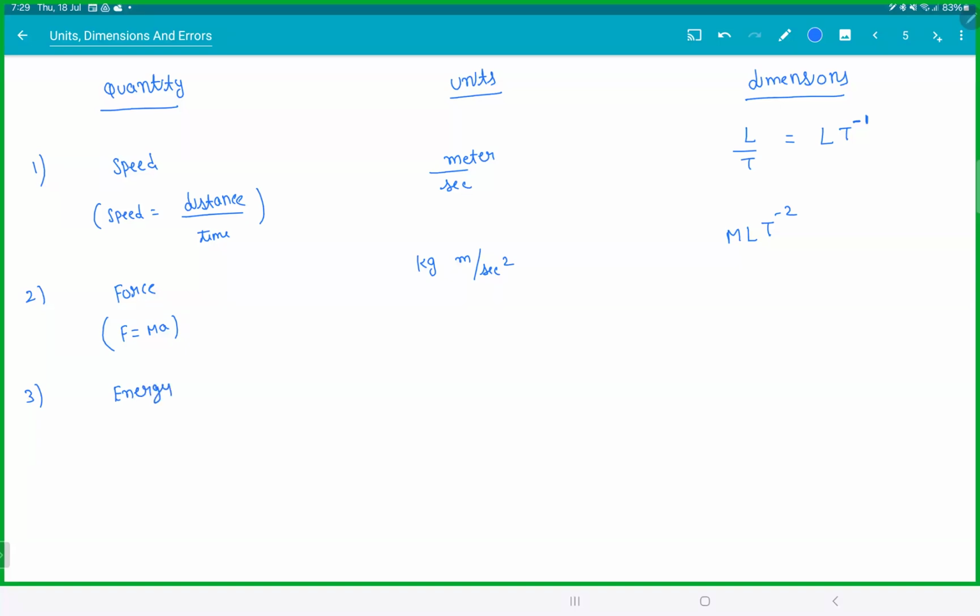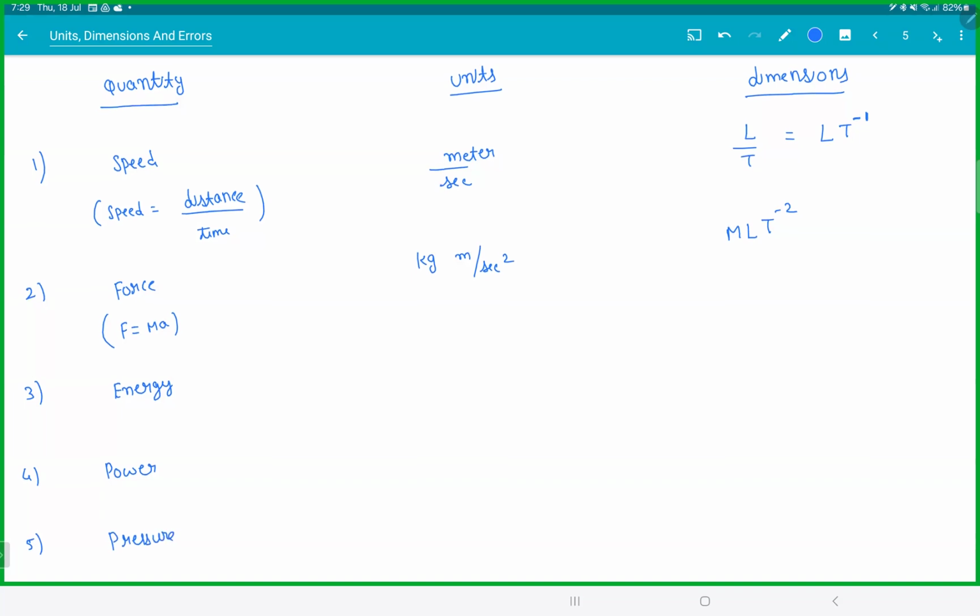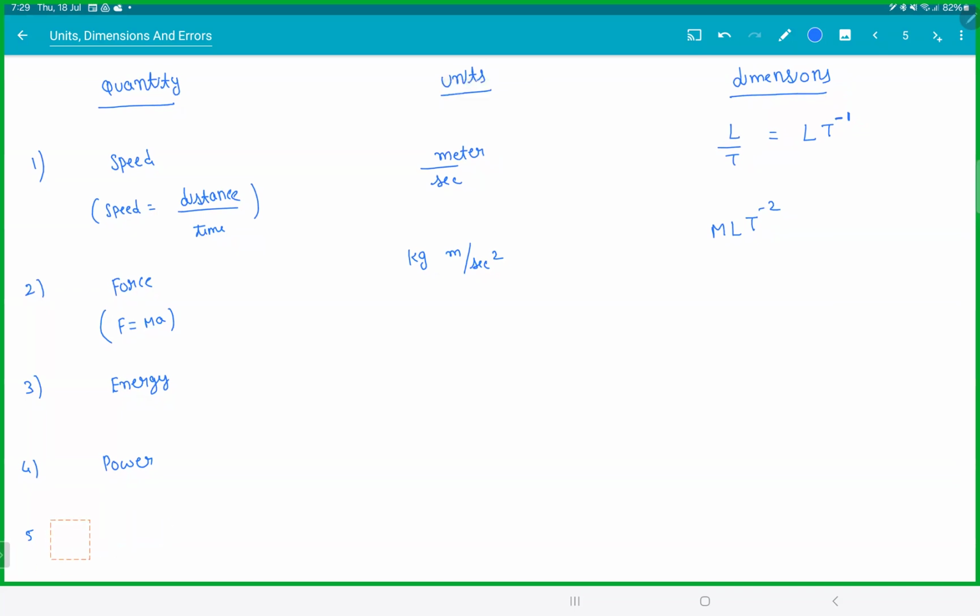Give me the dimensions of energy, power, pressure. Just finish off. No need to type. I know you guys can do this. I'll give you a minute, and then you can check your answers once I show you. So for energy, give me the units like that only, kg, meter, second square, and all that stuff, and give me the dimensions. Finish off. Easy stuff.